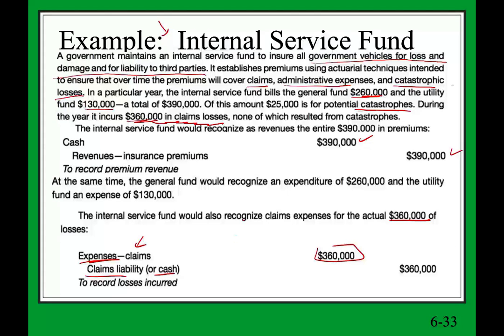So if we look at the overall internal service fund, they had revenue of $390 and expenses of $360. So basically they have a net increase in net position. But remember, of this $30,000, we still have $25 from the amount for catastrophic losses, because we did not pay any catastrophic losses, and $5,000 will be for claims. And we obviously will disclose this in the financial statement. So this is how we account for this type of activities in an internal service fund.